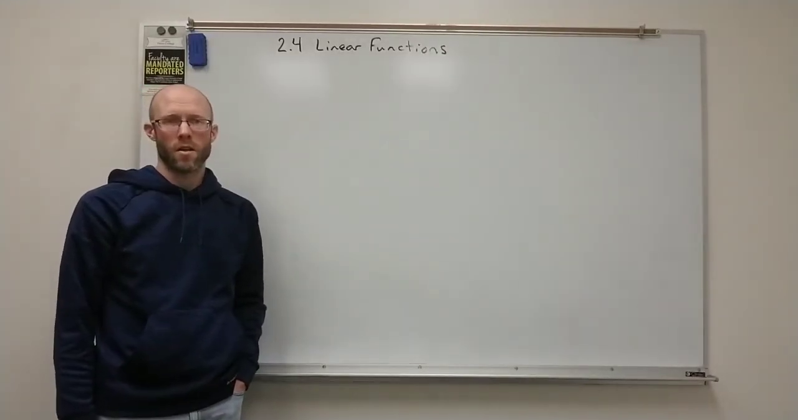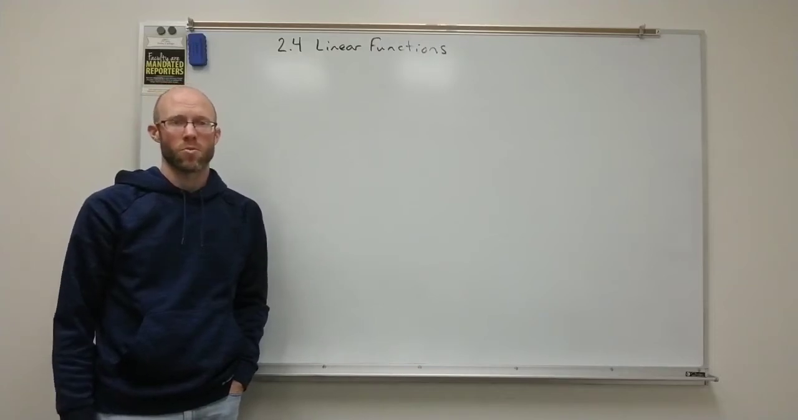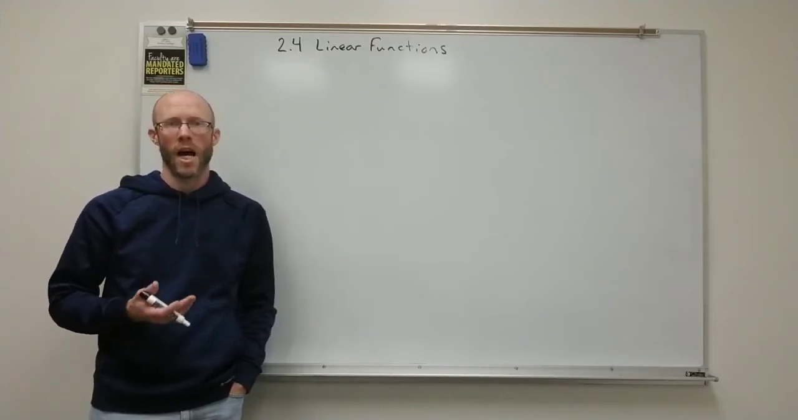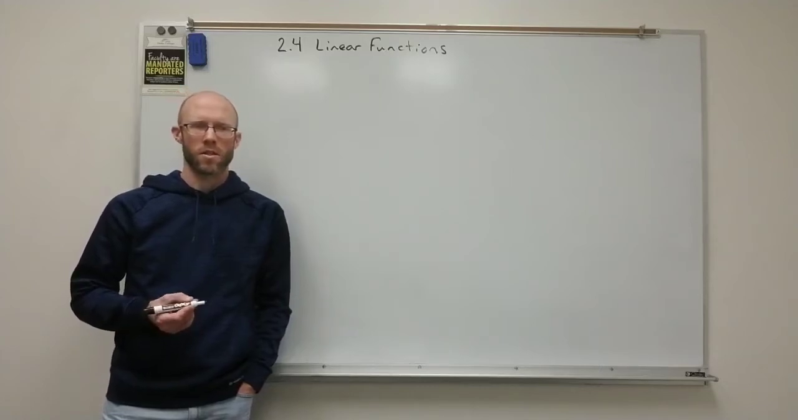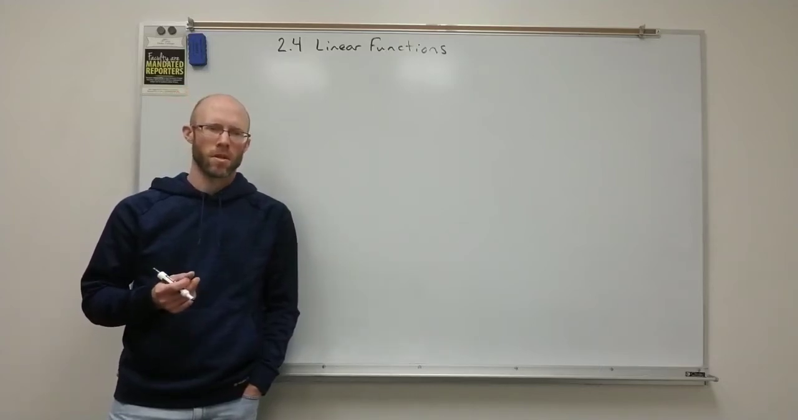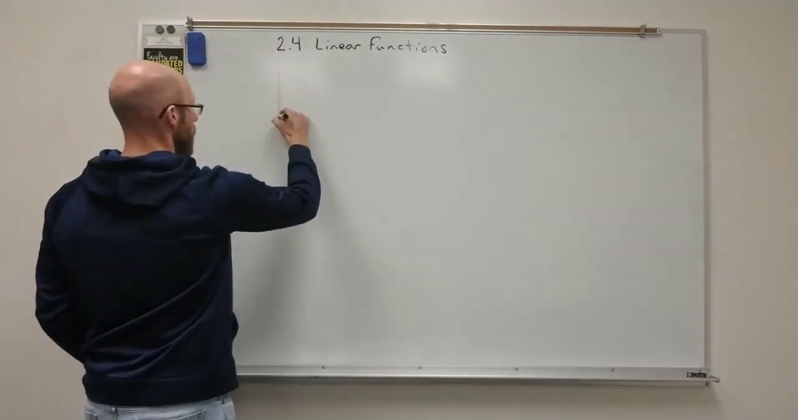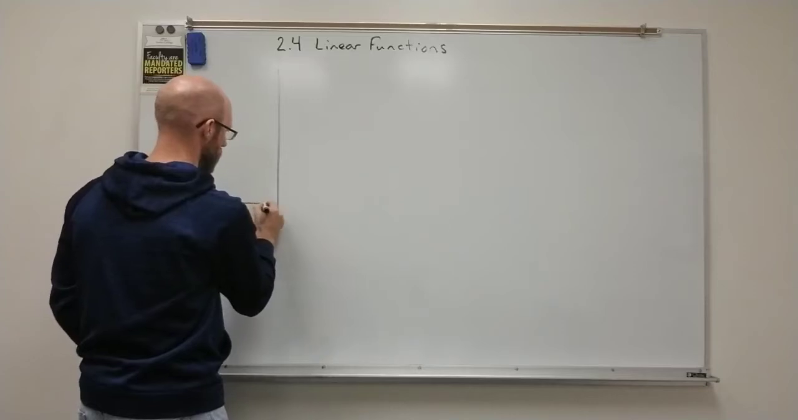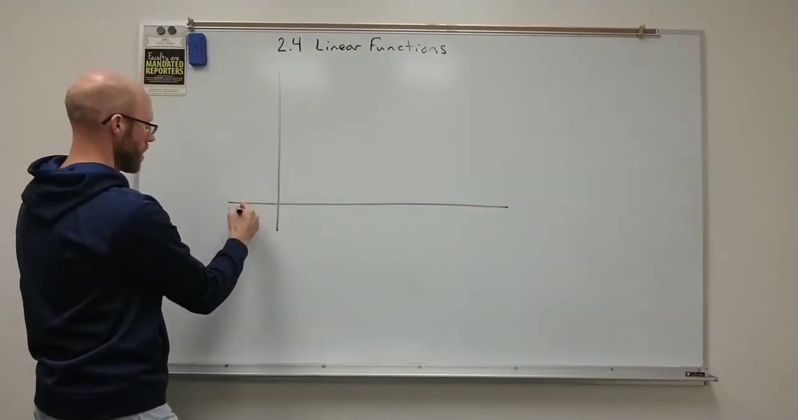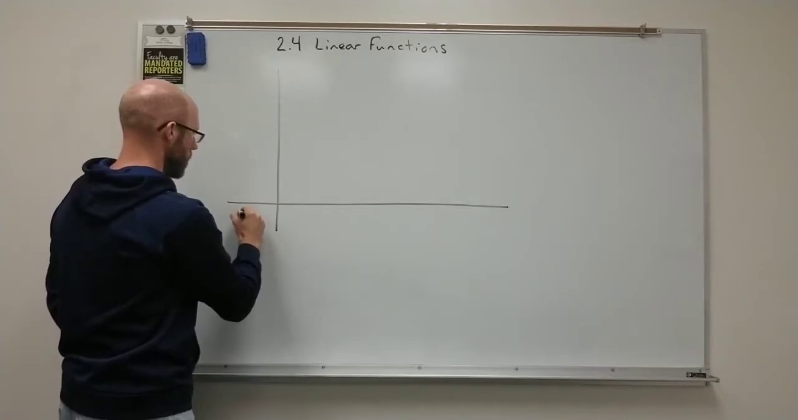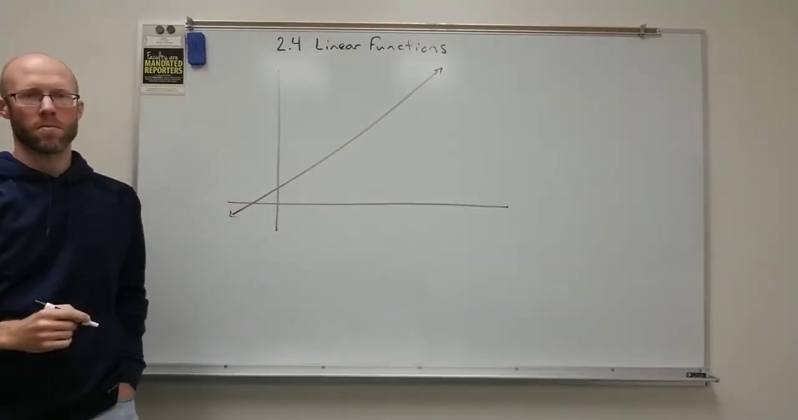2.4 is on linear functions and slopes. So we're going to start out by thinking about a line and the graph of a line, okay? So let's look for a moment at a quick graph. And let's say we had a line that was rising to the right here, something like this.